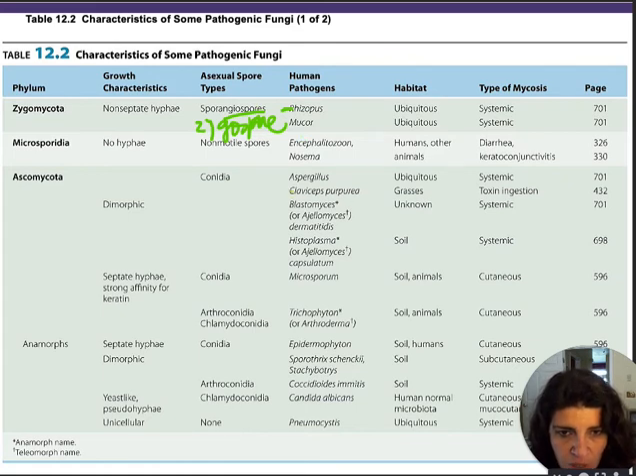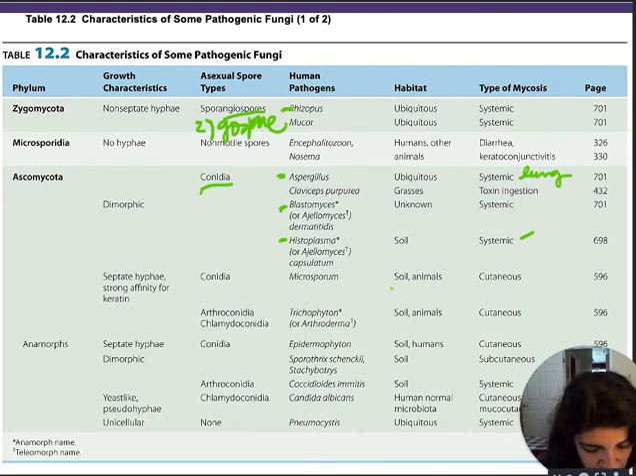Now we're going to talk about Aspergillus. Aspergillus causes a systemic lung disease. Aspergillus has conidia, right? Conidiospores. Blastomyces also has conidia and causes systemic disease. Histoplasma, we're going to talk about that later, also causes a systemic disease. It's a pulmonary disease called histoplasmosis.